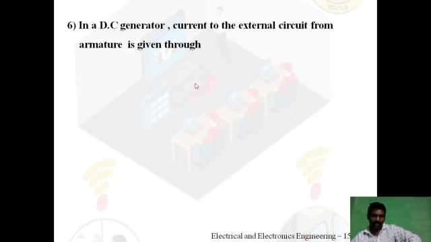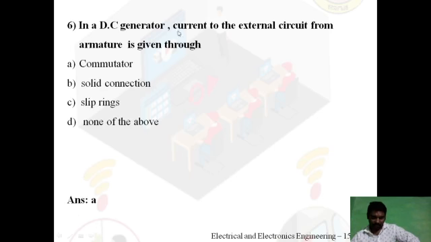Next question is, in a DC generator, the current to the external circuit from the armature is given through the... The current which is generated in the armature is given to the external circuit. If you observe, it goes through the commutator, brushes and then to the load. So we can tell it goes through the commutator.